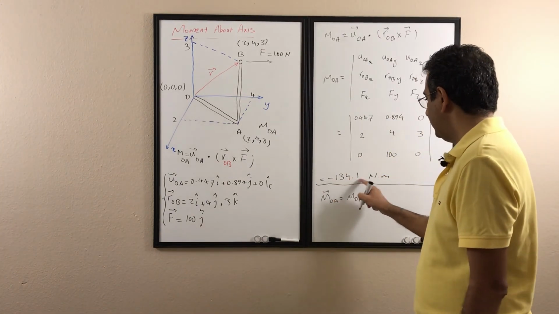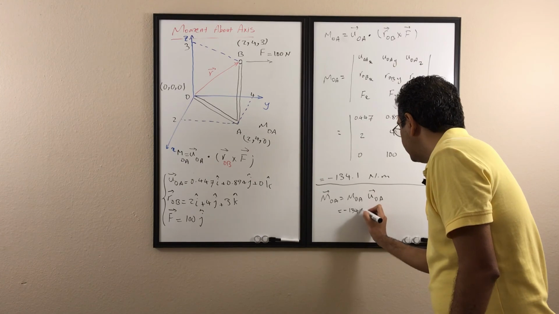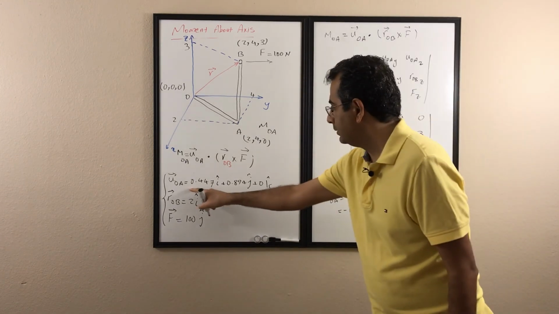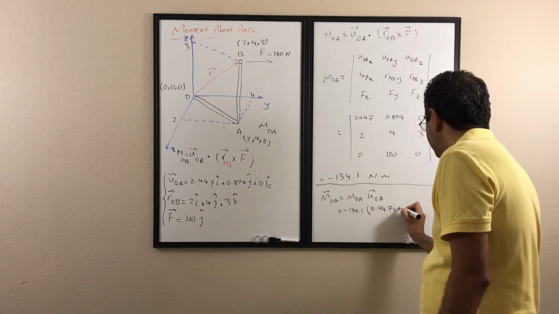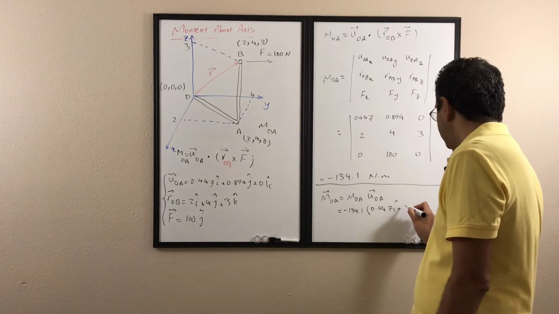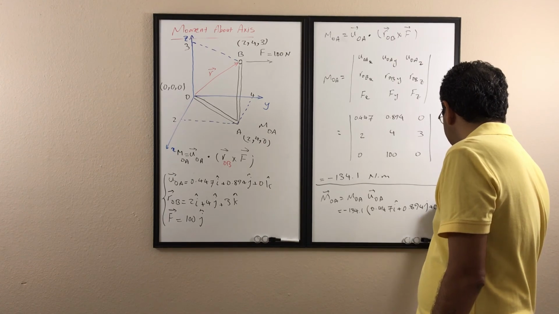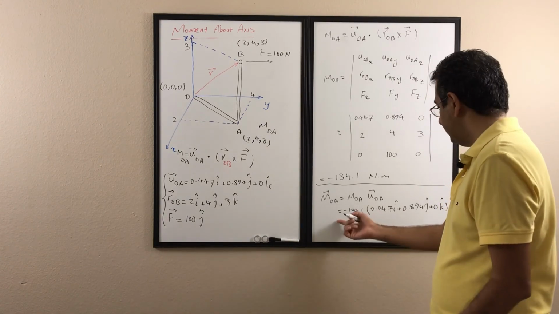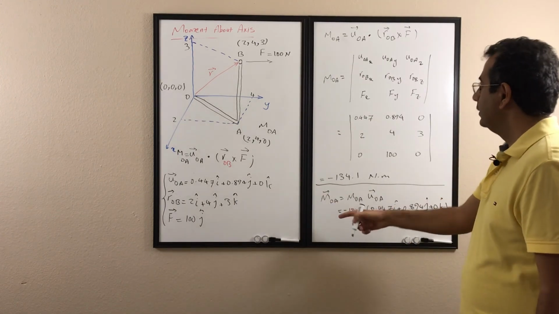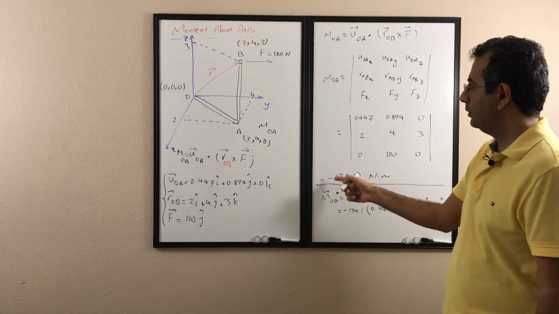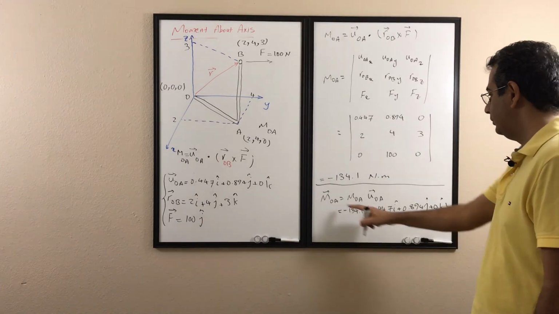And the magnitude, we know, is minus 134.1, and the UOA is 0.447i plus 0.894j plus 0k. We can expand it by multiplying each term by the magnitude, so it's going to be the vector. So that's how we get the magnitude of the moment about OA, and this is how we get the vector of the moment about OA.